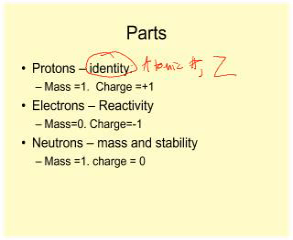I don't know why. Electrons determine your reactivity. They also determine your charge. The mass of an electron is 0. The charge of an electron is -1. Neutrons determine mass and stability. The mass of a neutron is 1. The charge of a neutron is 0. Notice protons and neutrons have mass.